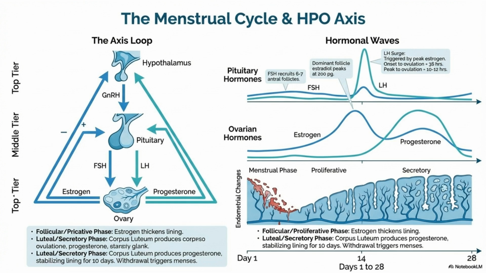The hypothalamic pituitary ovarian (HPO) axis regulates the cycle. GnRH from the hypothalamus stimulates the pituitary to release FSH and LH, which in turn signal the ovaries to produce estrogen and progesterone. The cycle is divided into the follicular/proliferative phase, where estrogen thickens the lining, and the luteal/secretory phase, where the corpus luteum produces progesterone to stabilize that lining.